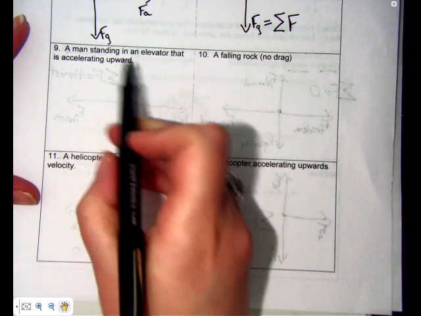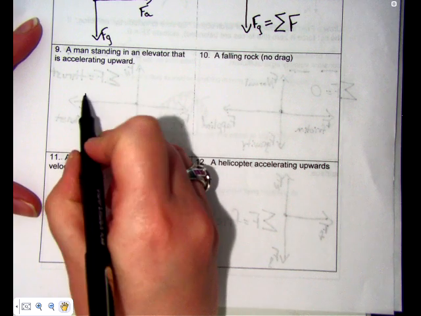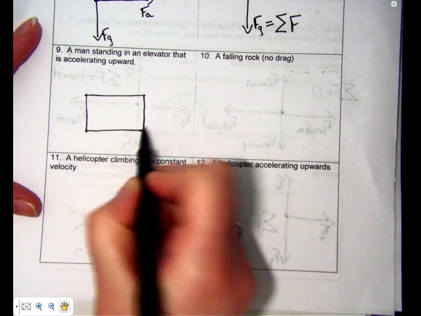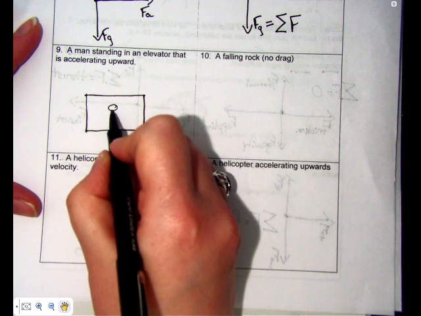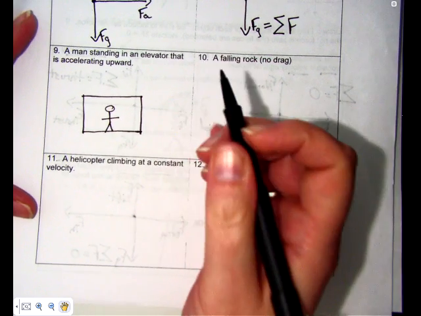9. A man standing in an elevator that is accelerating upward. This is one of those scenarios that you have to pay attention to. What is it asking about? So in this case I have to do a drawing.